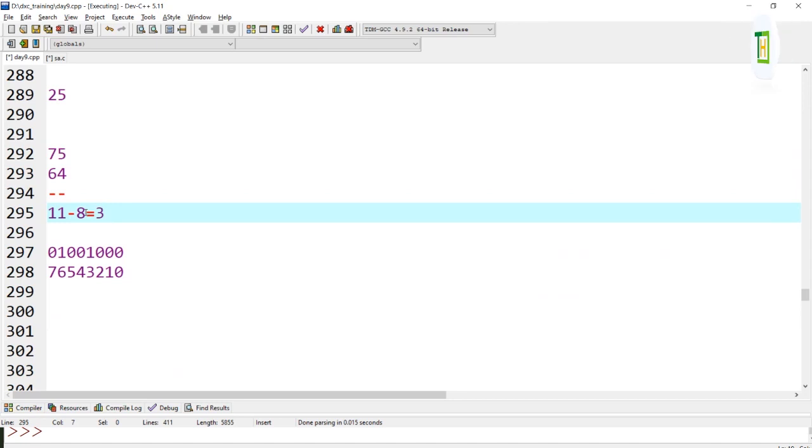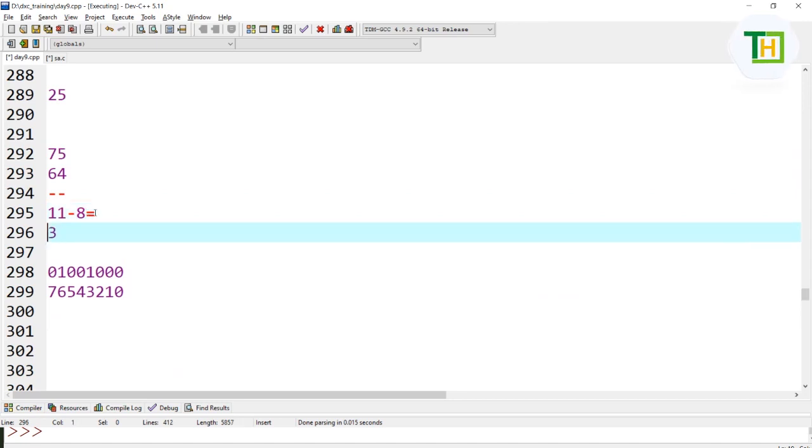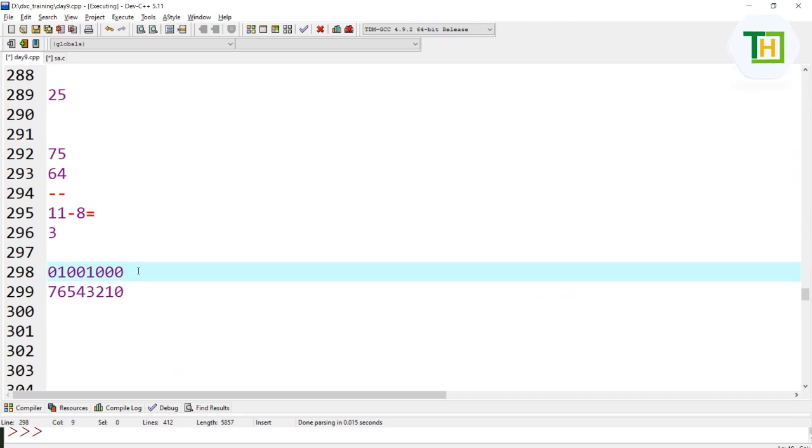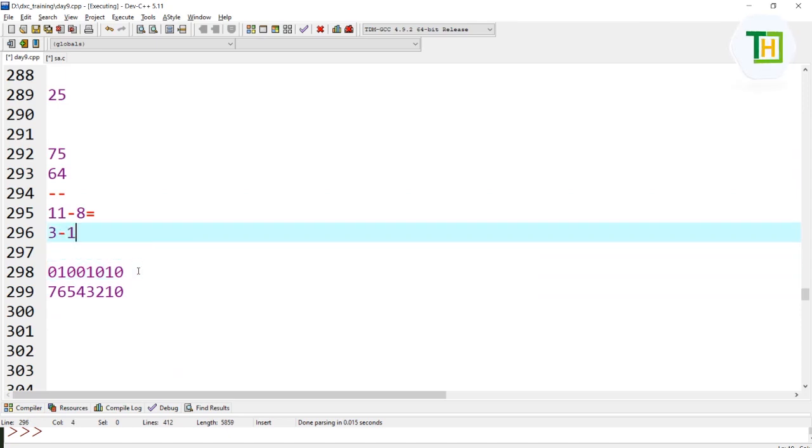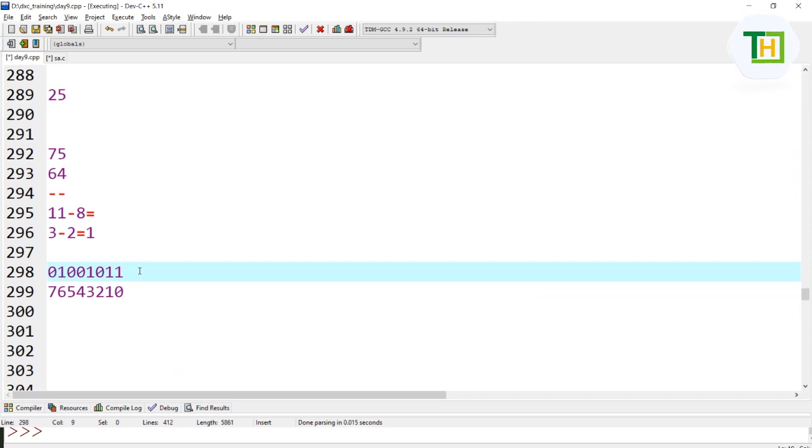Now I'm going to find the nearest possible for 3. The binary of 3 is 1 1. That means 2 power 1, which is 2. I'm going to put 1 here. That means 3 minus 2 becomes 1. Then 2 power 0 is 1. This is the binary value for 75. Clear?